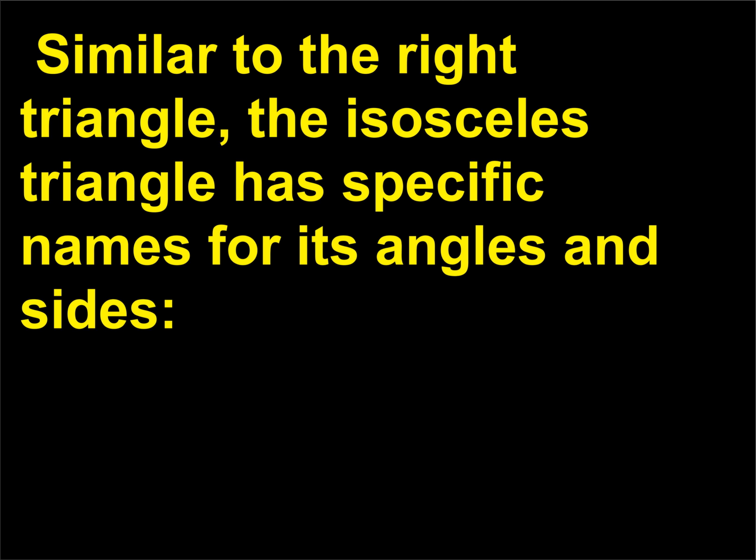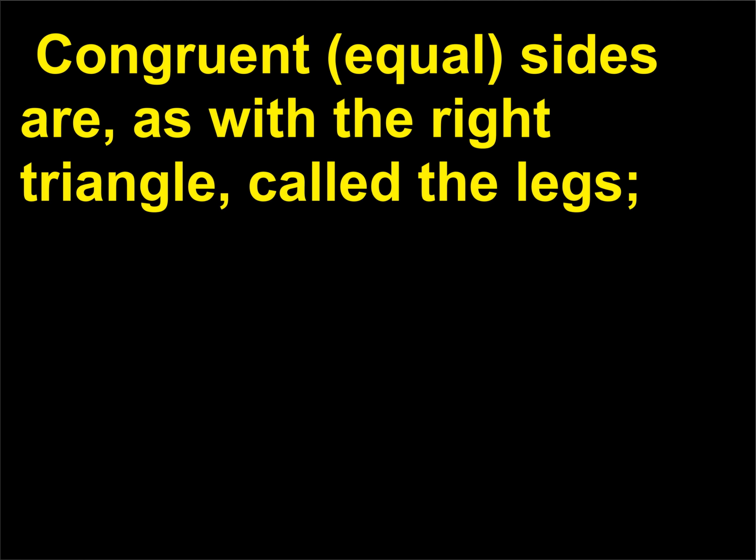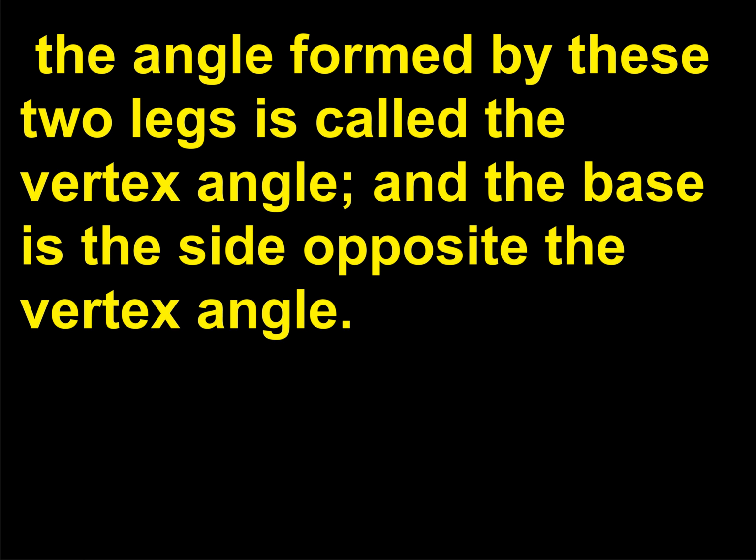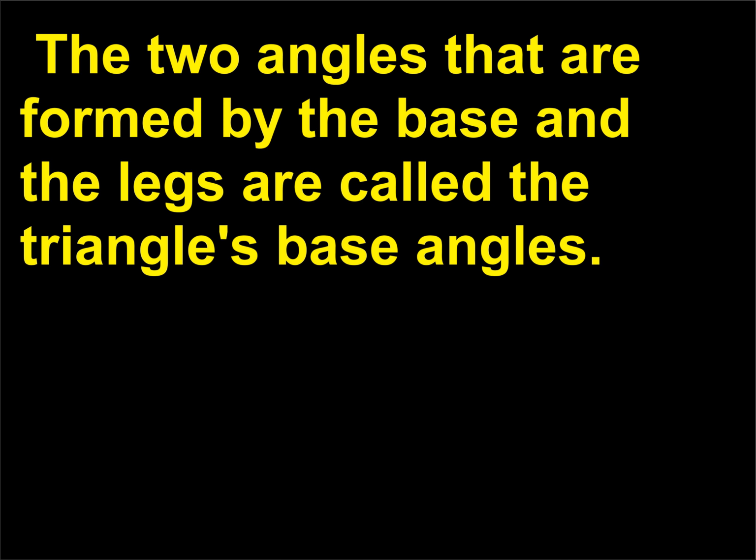Similar to the right triangle, the isosceles triangle has specific names for its angles and sides. Congruent, equal, sides are, as with the right triangle, called the legs. The angle formed by these two legs is called the vertex angle, and the base is the side opposite the vertex angle. The two angles that are formed by the base and the legs are called the triangle's base angles.